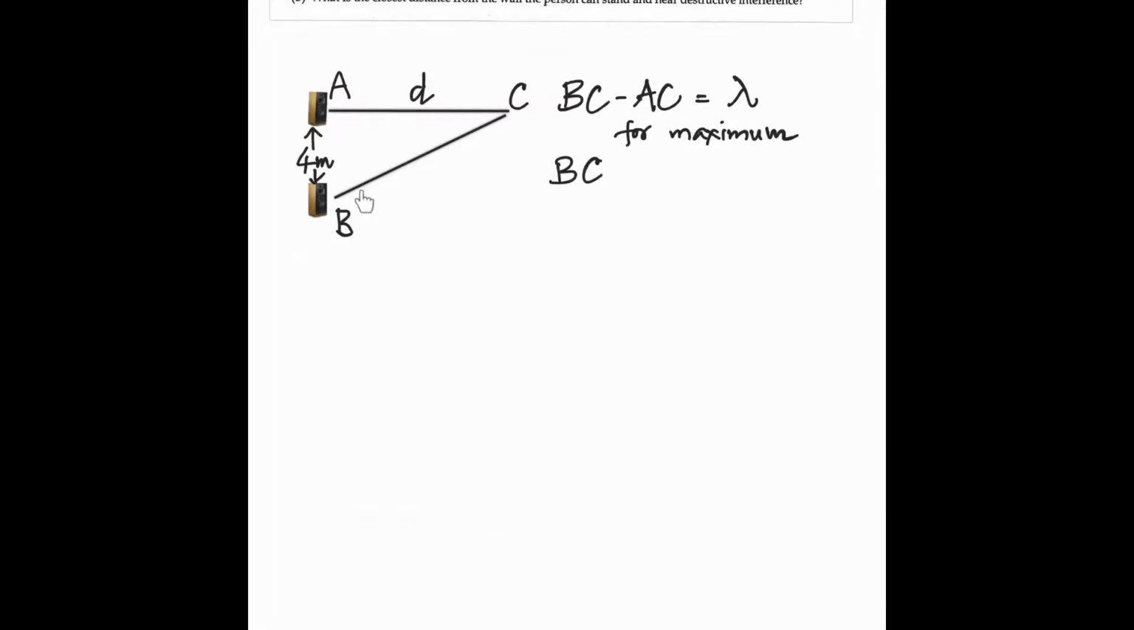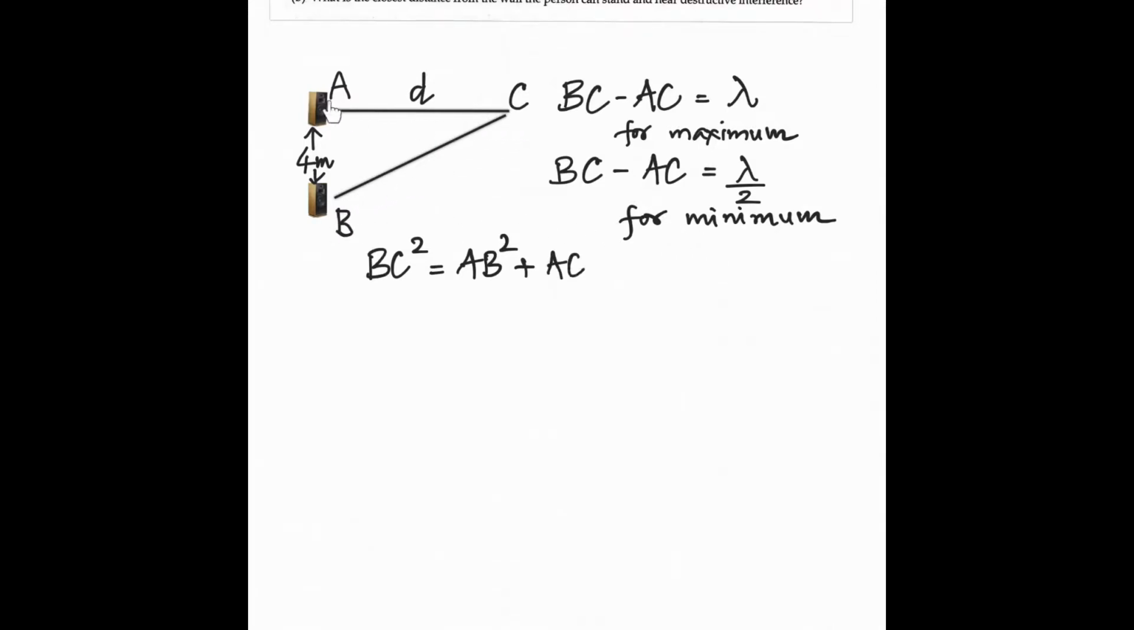All right, the idea here is to find the path difference between the waves on reaching C, which is BC minus AC. That's going to be the path difference. If that path difference is equal to one wavelength, you will get constructive interference or maximum. If that path difference is equal to half a wavelength, you will get destructive interference or minimum.